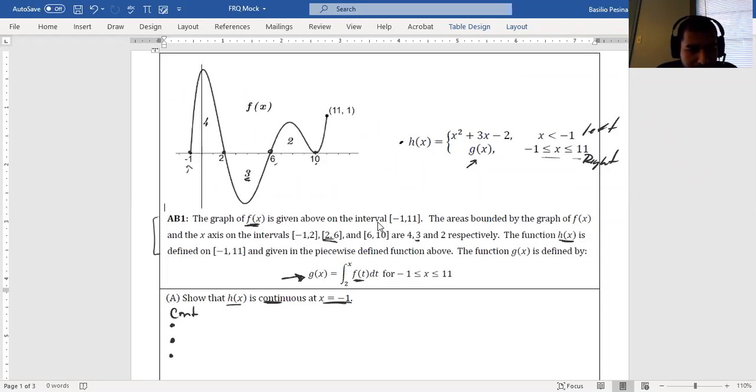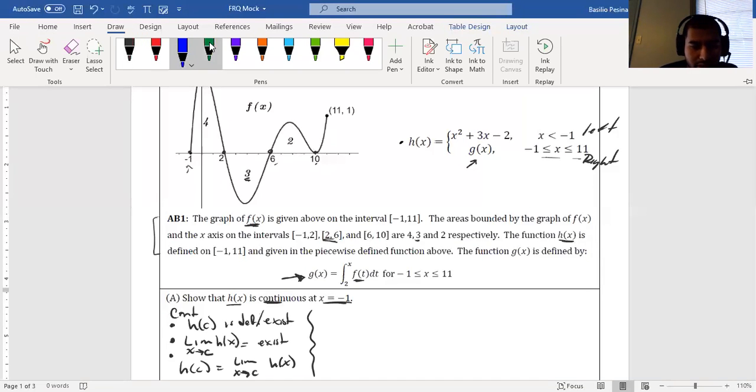Let's go with h. First, h of c is defined, it exists. Then we have the next one that says the limit as x approaches c of h of x exists. The limit exists, the left and the right are both equal. And the last one, that h of c is equal to the limit as x approaches c of the function that they gave us. So let's go ahead and try this.